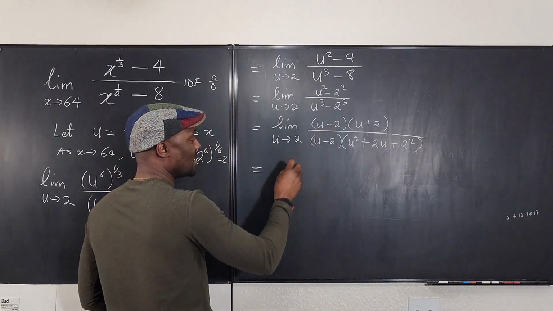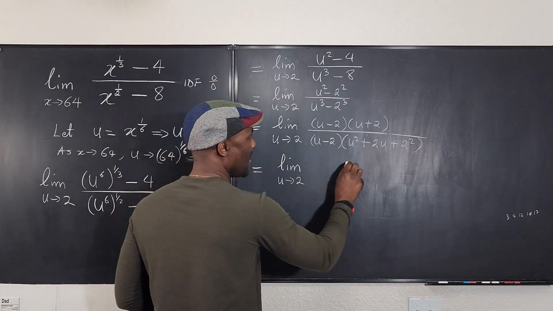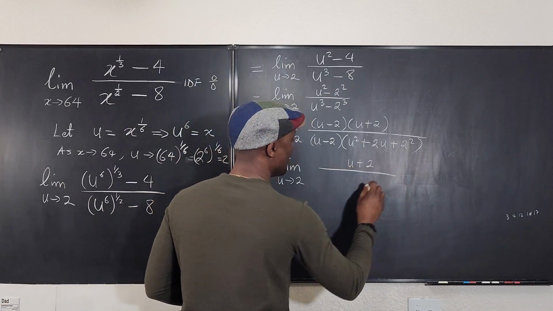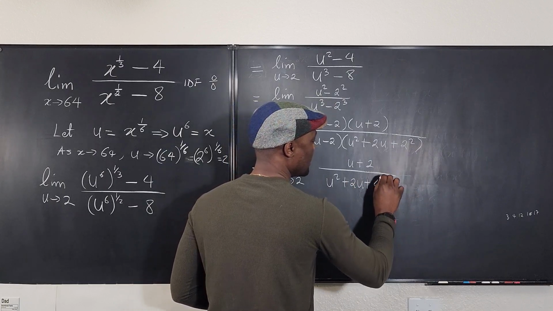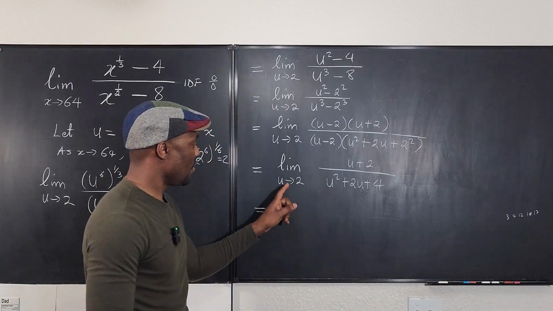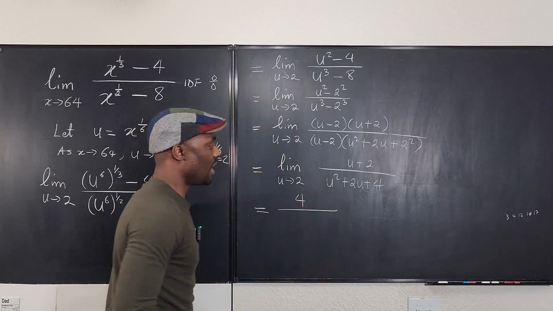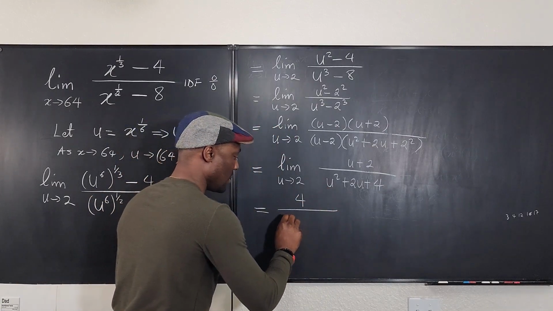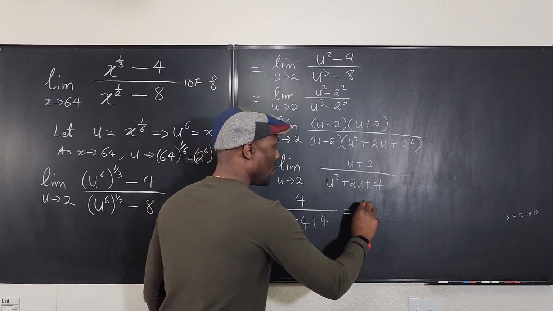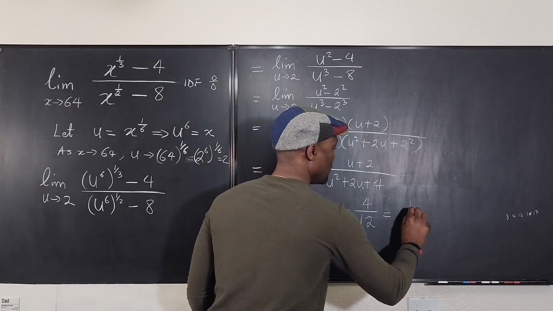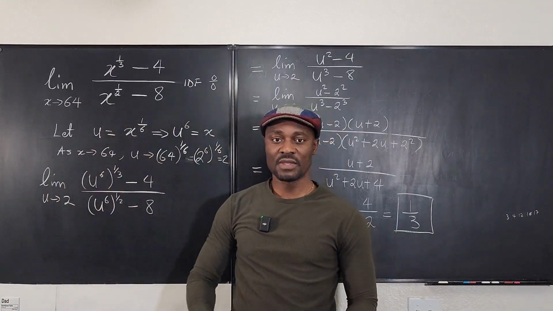Now this cancels this out, so you have the limit as u goes to 2 of u plus 2 divided by u squared plus 2u plus 2 squared. What is 2 squared? That's 4. So now, let's take the limit. When u is 2, you put 2 here. That's 2 plus 2, that's 4. Divided by, this is going to be 2 squared, which is 4, plus 2 times 2 is 4, plus 4. This is 4 over 12, which is equal to 1 over 3. So the answer to this question is 1/3.